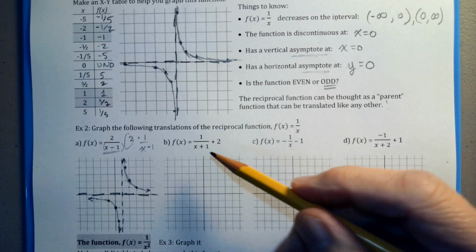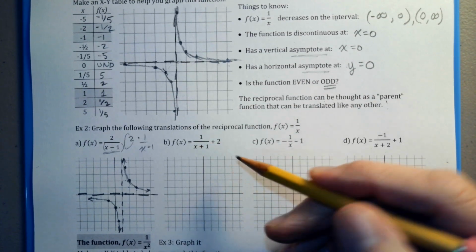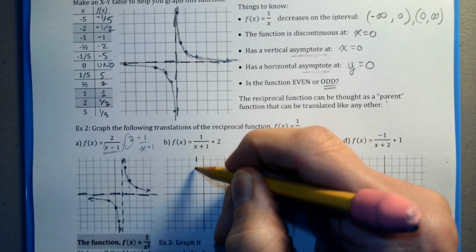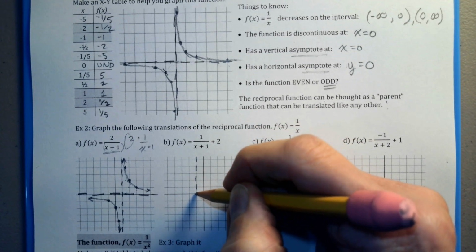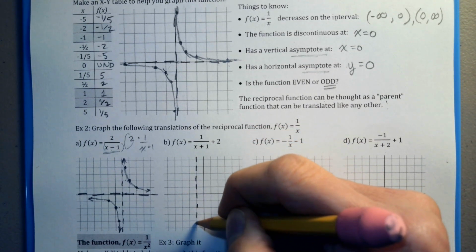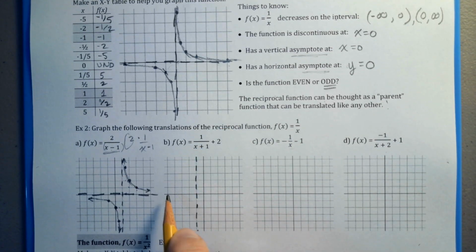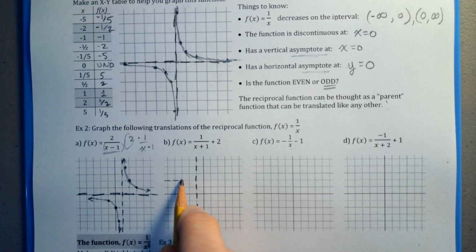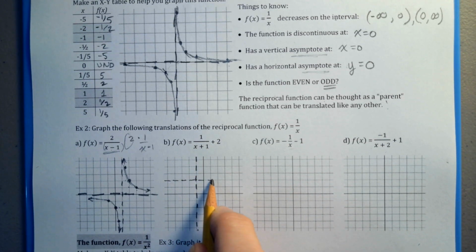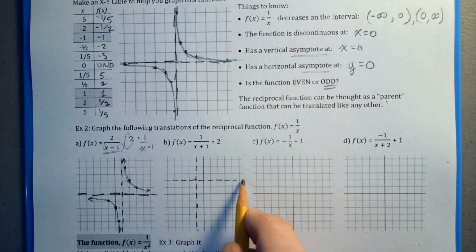Now let's think about what this graph looks like. What x value makes this function undefined? Well, that would be -1, right? So we'd be going back in this direction. And if we didn't have the 2 on it, that would be it. The horizontal would be at 0 still. But here with this +2, we're moving up. The horizontal asymptote gets moved up.